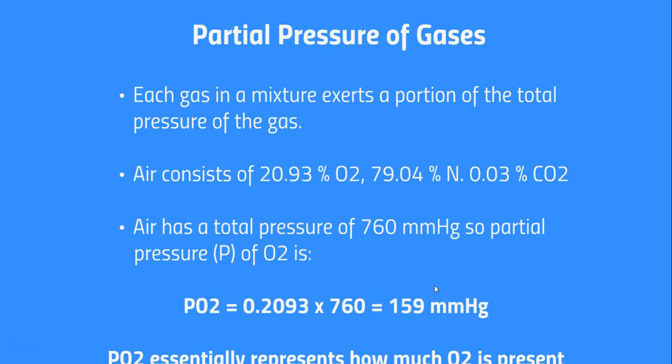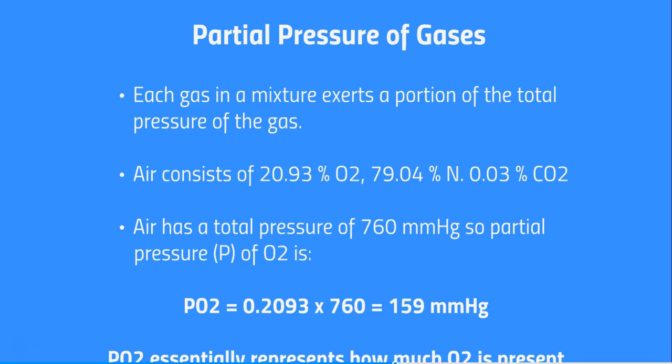Now we don't have to worry too much about numbers. All we need to know is that that's as high as it gets in natural terms on Earth. Sea level, 21% oxygen, 159 millimoles of mercury. Okay, so anywhere inside our body is going to have a less pressure of oxygen than that. So if we can get this high oxygen air into our body, there's a good chance that our body's going to take it because it would have less. And we always know that oxygen moves from high to low.